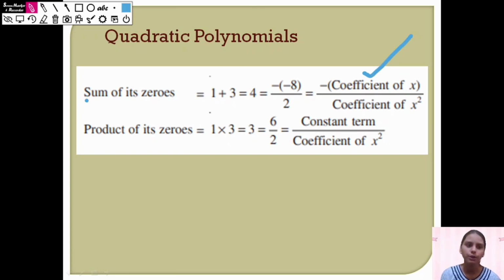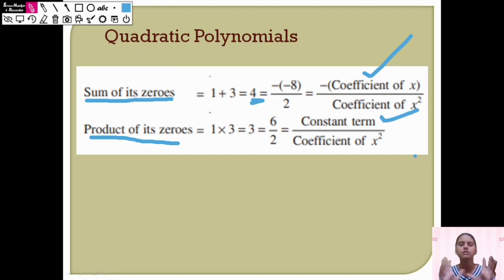See, when you take the sum of its zeros, that is equal to the negative of the coefficient of x divided by the coefficient of x square. When you take the product of its zeros, that is equal to the constant term divided by the coefficient of x square. Okay, just tell it in your mind: sum of its zeros is equal to negative of coefficient of x divided by coefficient of x square. Product of its zeros is equal to constant term divided by coefficient of x square.